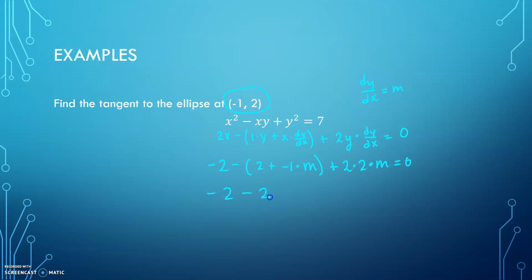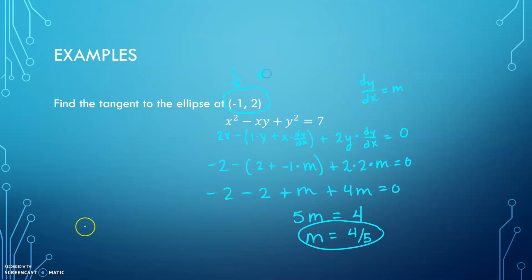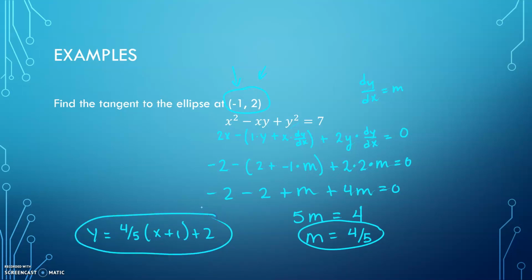So the slope of my tangent line is going to be 4/5. The ordered pair would be negative 1, 2. So I can write the tangent line equation to be y equals 4/5 times x plus 1 plus 2. The equation for the tangent.